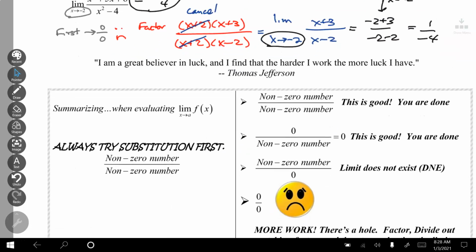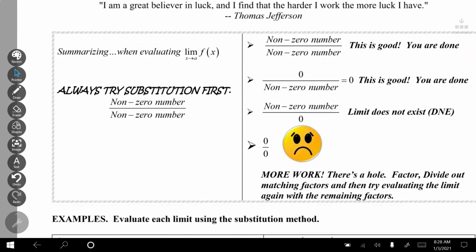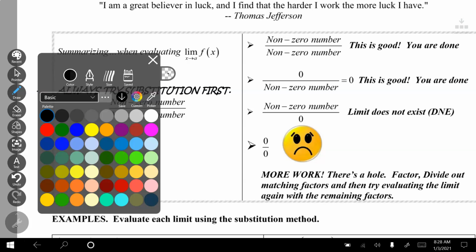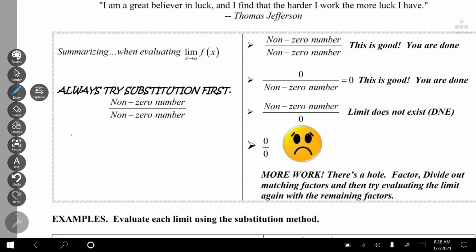So in summary, when I do substitution, all I have to do is just plug in x equals a. That's all I'm doing. It tells me right here, x goes to a, plug in x equals a. I get choices. I plug it in, I get something like 12 over -3, 5 over 2, a number over a number. I'm good. I'm done.